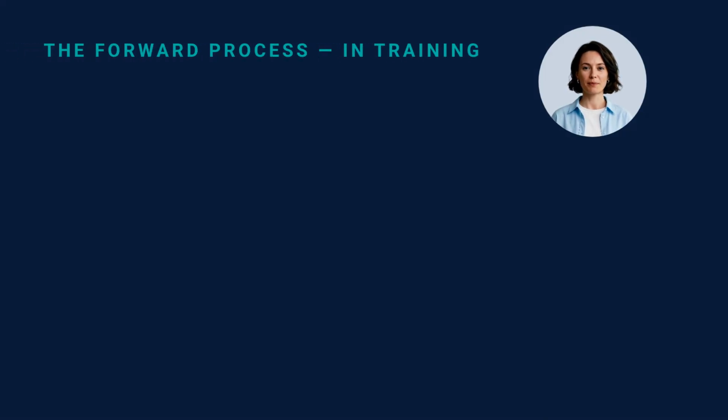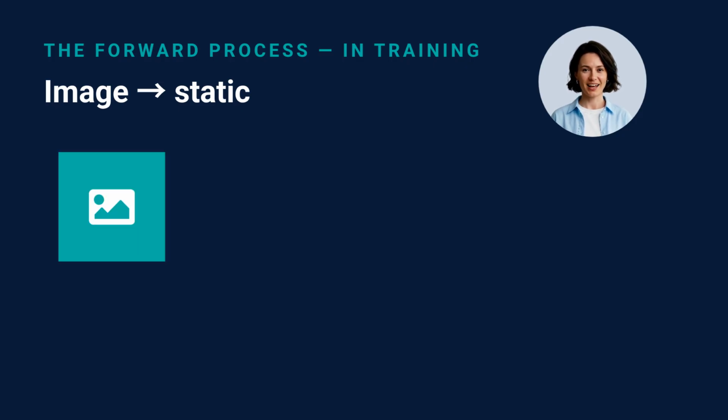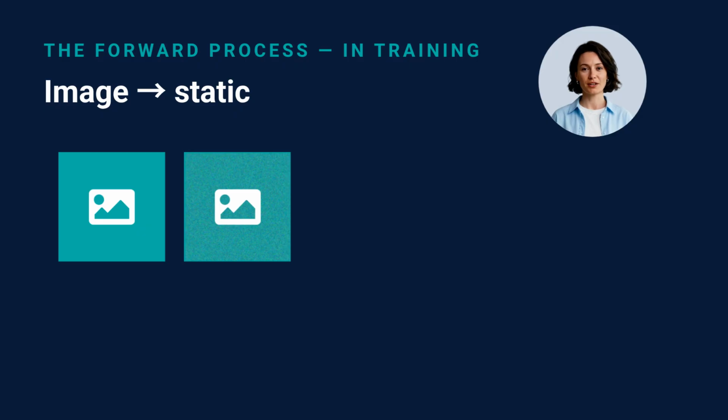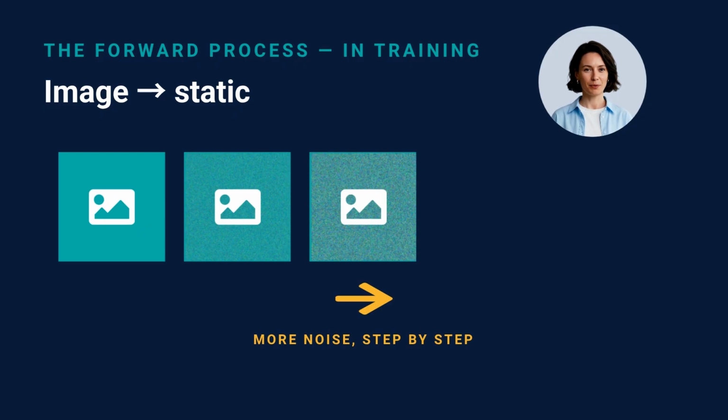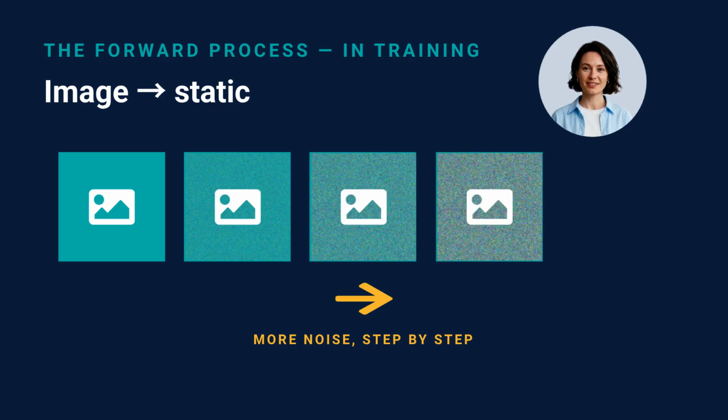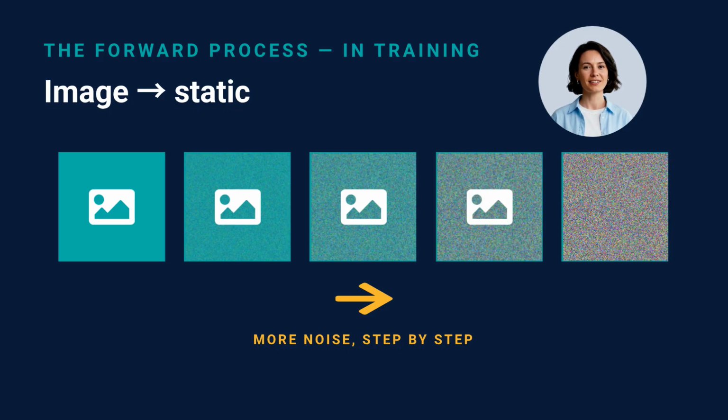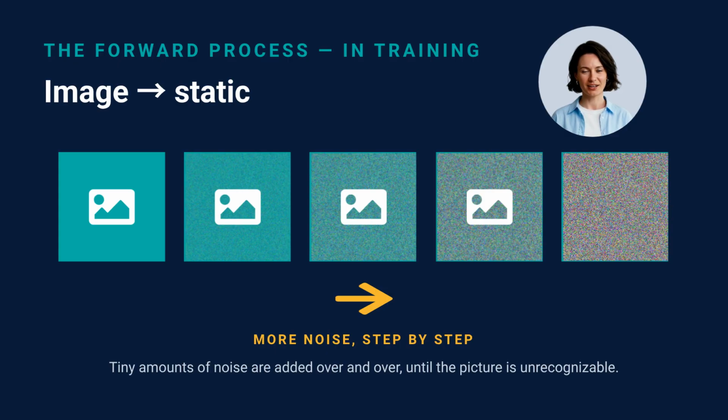Let's look at the forward process in training. It moves from image to static. Now, let's look at the steps for destruction. First, it starts with a clean image, as you see on the left. Add a tiny bit of noise, barely noticeable. Then add a bit more, and even more, step by step until the picture completely degrades, as you can see on the far right. It's pure random static with no trace of the original. Crucially, each step adds only a small, predictable amount of noise.